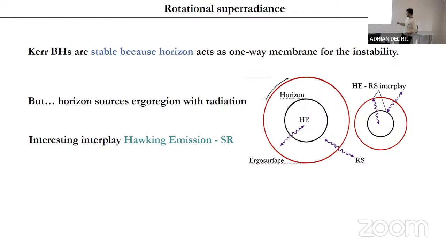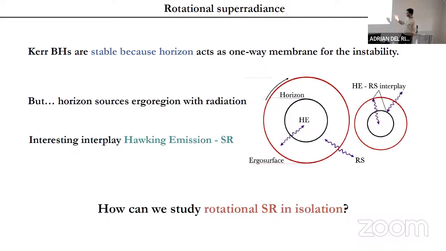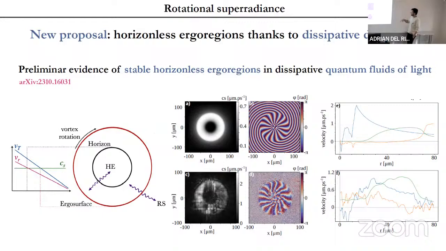The problem is that if we don't have a horizon, in principle, our algorithm will be unstable, so we cannot form it and we cannot study it. That is, we propose a mechanism that, as far as I know, I didn't know about before, which is that, at least in laboratory systems, we can consider horizonless configurations if the system is dissipative, if the perturbations decay with some time, right? We have seen preliminary evidence of these stable horizonless algorithms in dissipative quantum fluids of light.